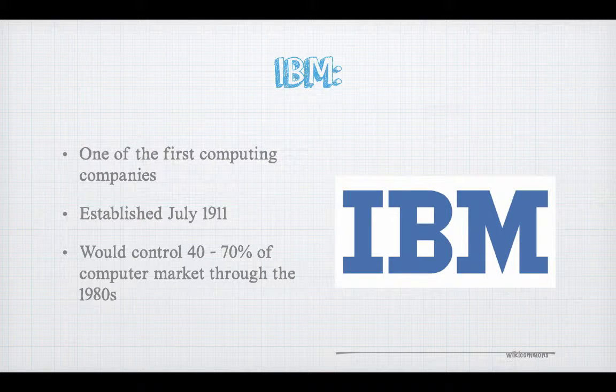Up next, I'd like to take a look at IBM. International Business Machines is what IBM stands for, and it was one of the first computing companies. They got involved with some typewriters and cash registers to do some simple math. They were established in July 1911, and from July 1911 to 1990, IBM was pretty much 40 to 70% at any given time of the hardware market in the world for computers.